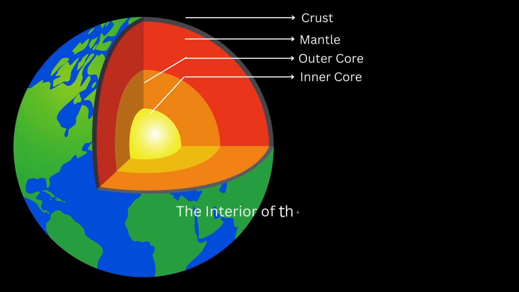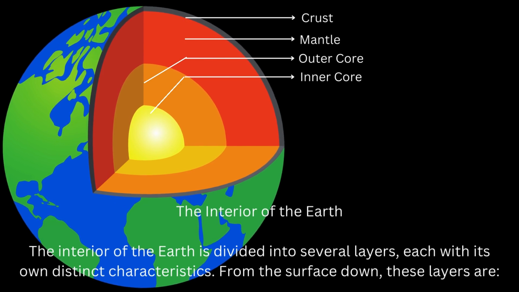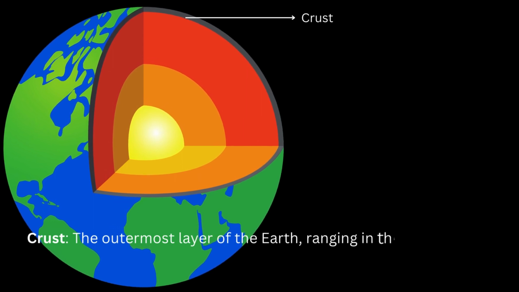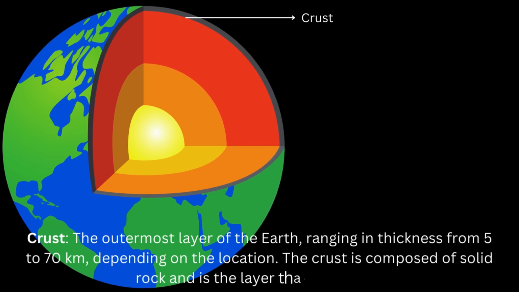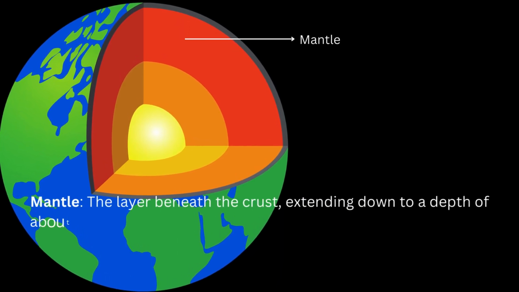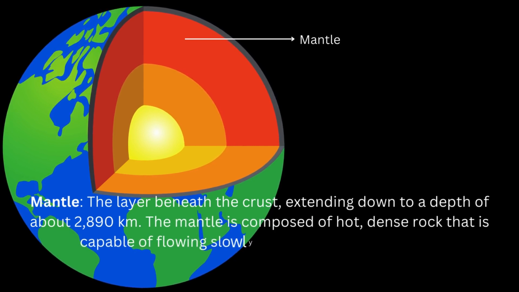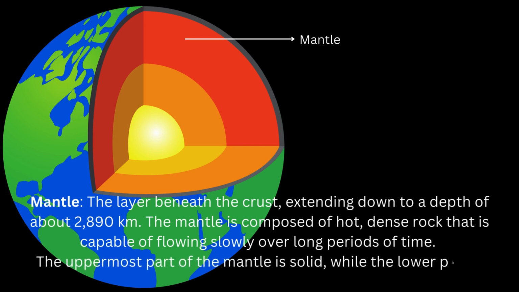The interior of the Earth is divided into several layers, each with its own distinct characteristics. From the surface down, these layers are crust, the outermost layer of the Earth, ranging in thickness from 5 to 70 kilometers, depending on the location. The crust is composed of solid rock and is the layer that we live on. Mantle, the layer beneath the crust, extending down to a depth of about 2,890 kilometers. The mantle is composed of hot, dense rock that is capable of flowing slowly over long periods of time. The uppermost part of the mantle is solid, while the lower part is partially molten.